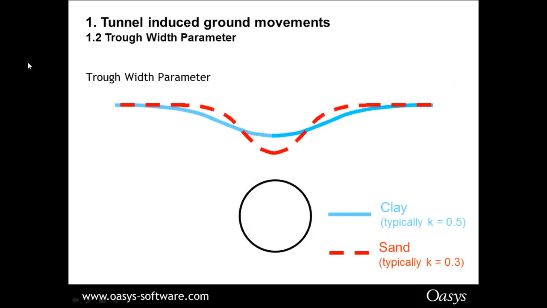The actual impact of the trough width parameter, or the K value, can be shown here. As you can see for sand, we've got typically a K of 0.3. So we've got a higher settlement closer to the tunnel, but the actual area of influence of settlement is much less. So say, for example, I had a building here. It's probably better if I'm lying on sand than if I was in clay. Typically, clay has a K of 0.5, and as you can see, we've got a lower settlement directly above the tunnel, but further away from the tunnel, there's a higher zone of influence. So the K value affects the type of trough that you've got directly above the tunnel.